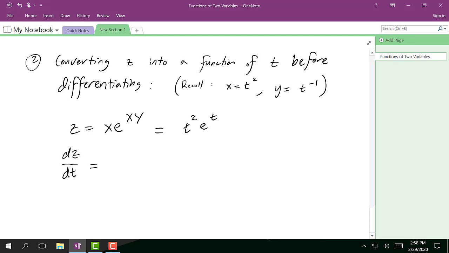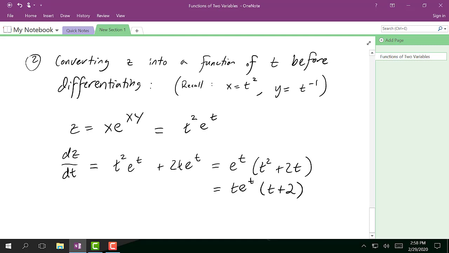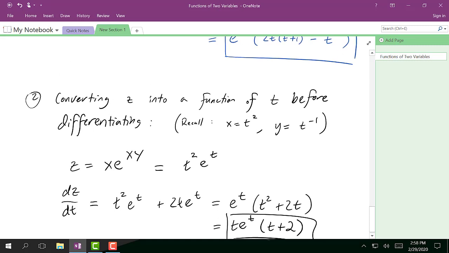So you can see how this is hopefully a lot easier than what we just did. We'll have to do the product rule here. So we're going to get t squared times e to the t plus 2t e to the t. So what I get is e to the t times t squared plus 2t, which there's a t in there, t e to the t times t plus 2, which should be the same as what we got.